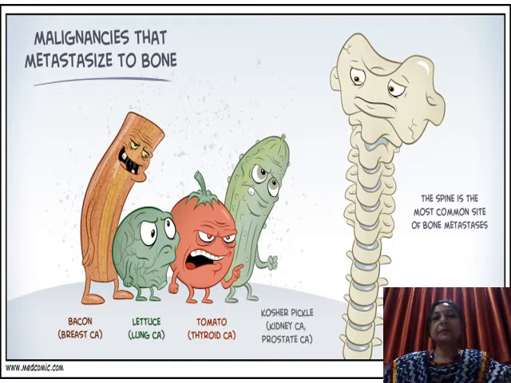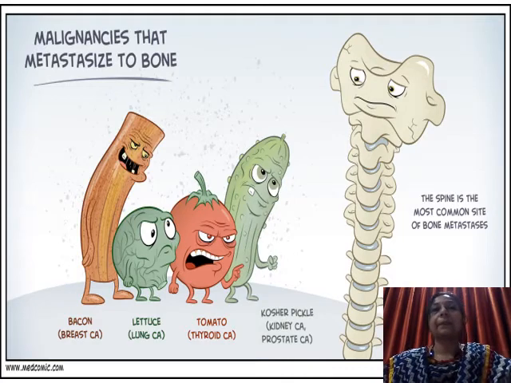You can remember it like bacon, lettuce, tomato, and kosher pickle. Bacon stands for breast carcinoma, lettuce for the lung carcinoma, tomato for the thyroid carcinoma, and kosher pickle for the kidney and prostate carcinoma. If you remember all four food items, you can easily remember the most common malignancies which go to the bone and cause bone metastasis, and the common site of bone metastasis is the spine.